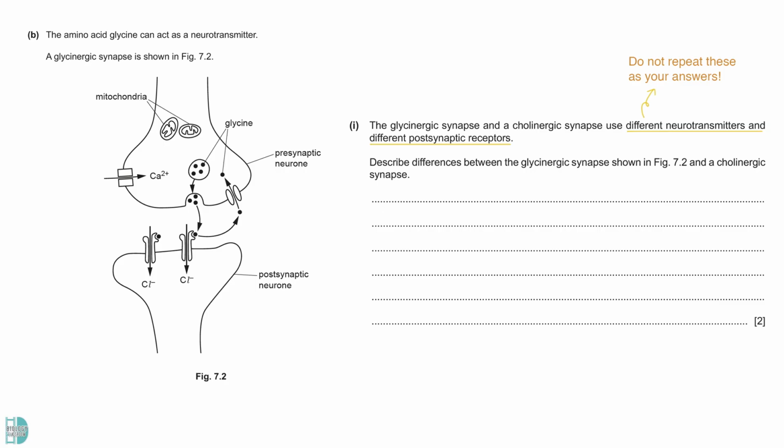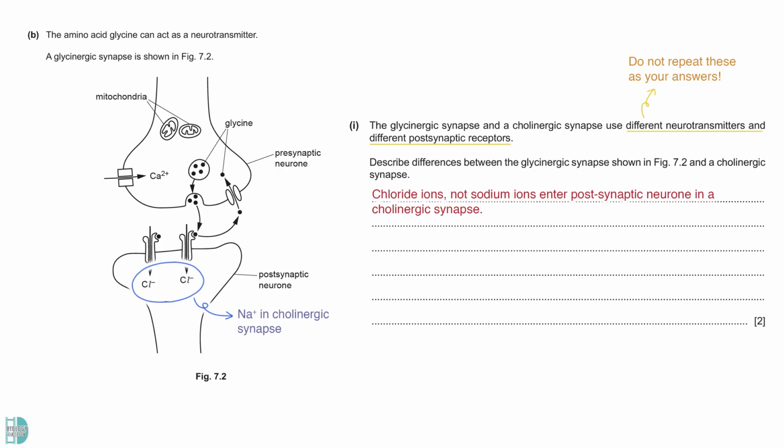In a cholinergic synapse, sodium ions instead of chloride ions move into the postsynaptic neuron after the binding of neurotransmitters. The diagram also shows that the neurotransmitters re-enter the presynaptic neuron. In the cholinergic synapse, acetylcholine is broken down before the reuptake.